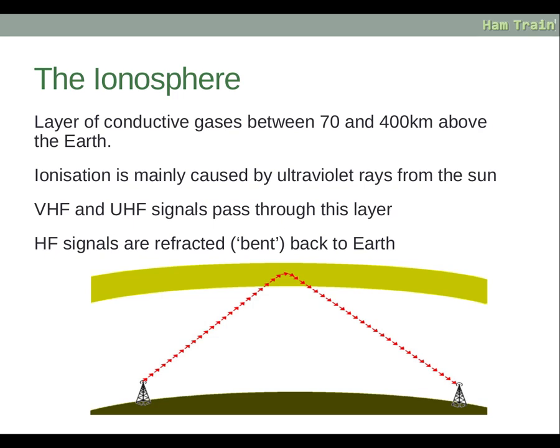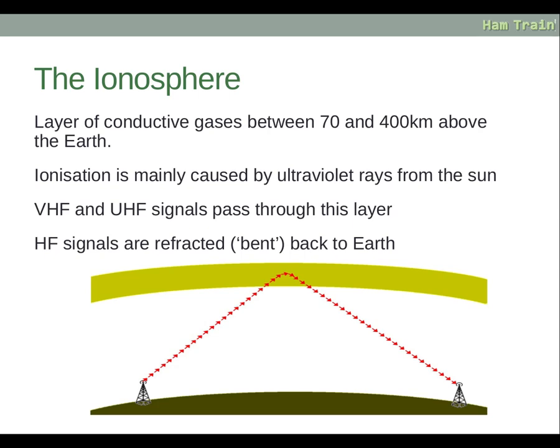A bit more about the ionosphere. So these are layers of conductive gases between 70 and 400 kilometres above the Earth. There's almost always a question on this. What sort of distances does the ionosphere live within? And 70 to 400 kilometres is the answer, so please remember that.